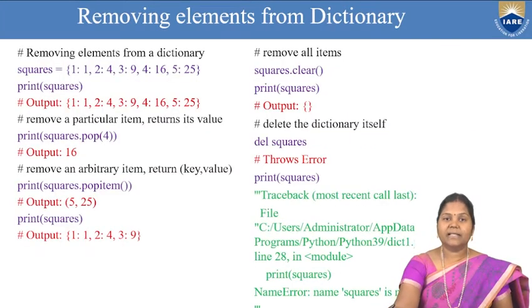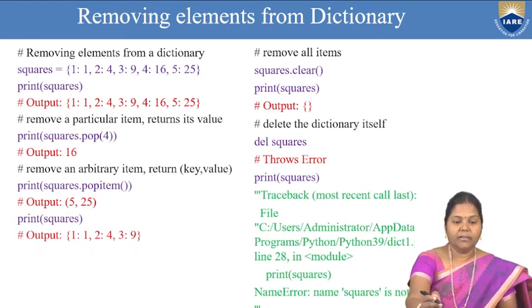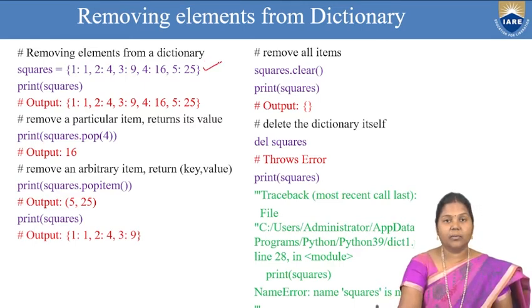Now let us see the examples for each one. Now let me take one dictionary. Suppose this is the dictionary of each element and its squares. So 1:1, 2:4, 3:9, 4:16 and 5:25. So each element and its square are given in a dictionary and the name of the dictionary is squares.